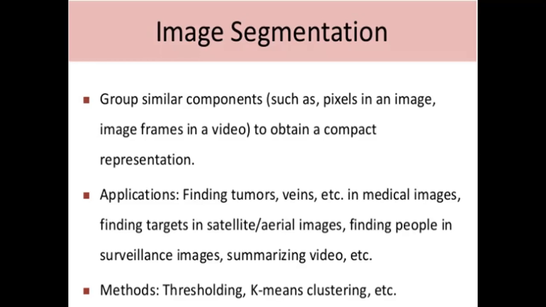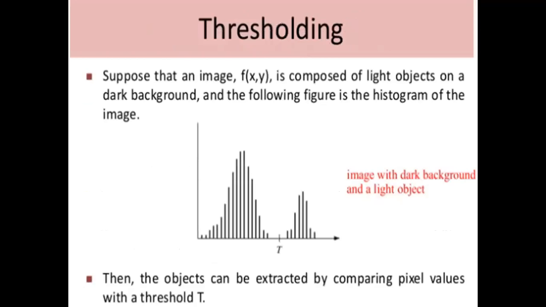And for the methods we use for image segmentation, there are two or three methods, like thresholding, K means clustering, etc. The different methods we use. So here we only discuss your thresholding. What do you mean by thresholding?